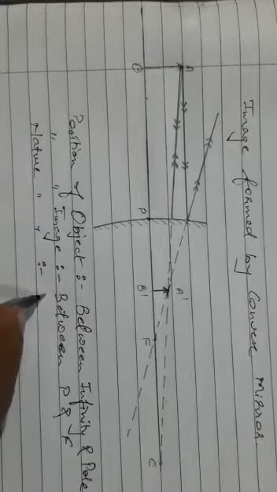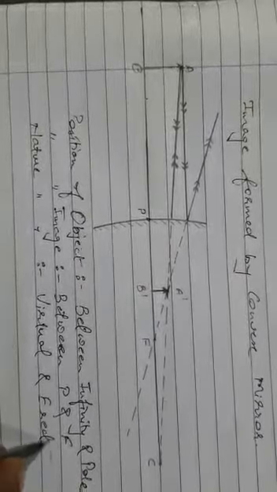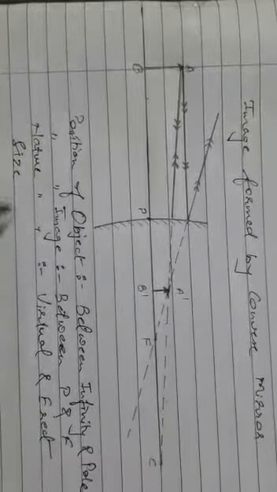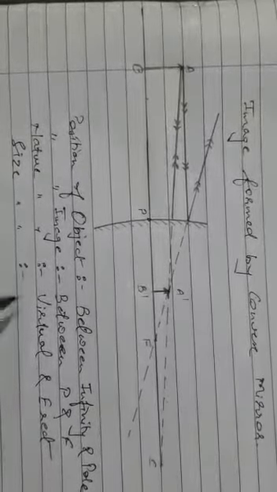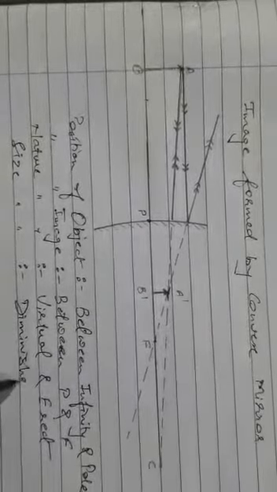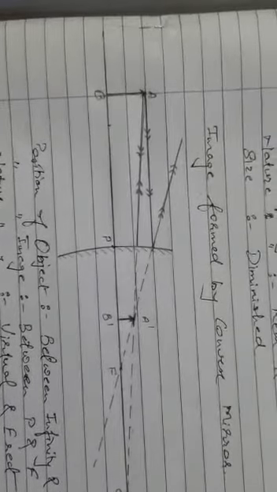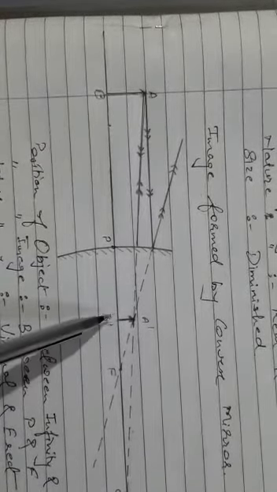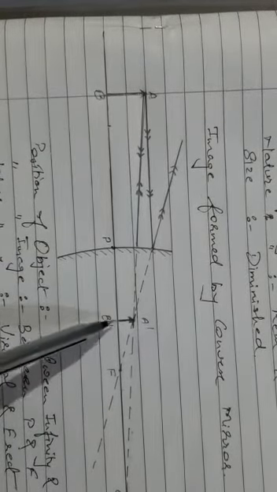Nature of image is virtual and erect, and size. So the size of the image is diminished. You are able to see this is of two lines that we have taken, and here the image is not of a complete line also.